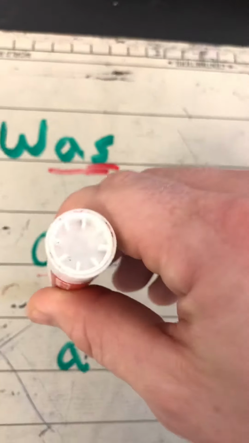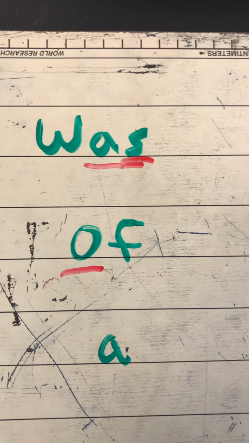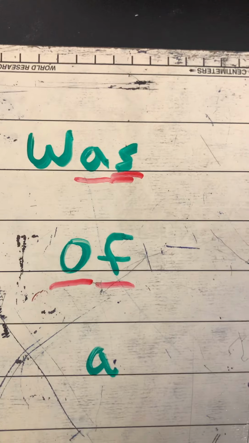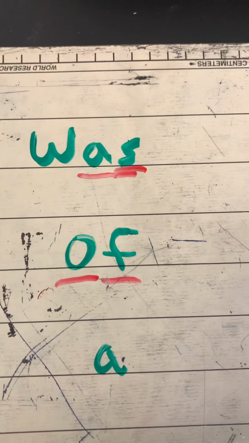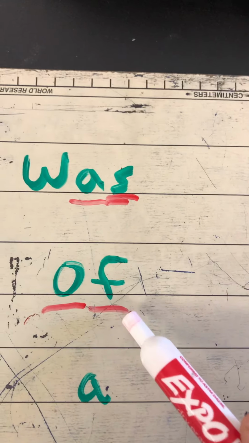Now let's look at "of," okay? Traditionally the O is "ah," right? But in this case, it's going to be "uh," okay? And then the F sounds like a V, "of," like "of course," right? It sounds a little different than what it looks like. So we have "was" and we have "of," okay?